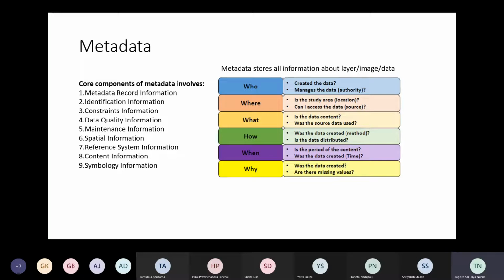Before looking at any data set available from various sources, there is one common thing we need to look at in any source: the metadata. Metadata stores information about how the data set was created, what the data set is for, what type of coordinate system is used, and when it was created. It records who created the data and where, what constraints they had while preparing the data, and what the quality of the data is, etc.